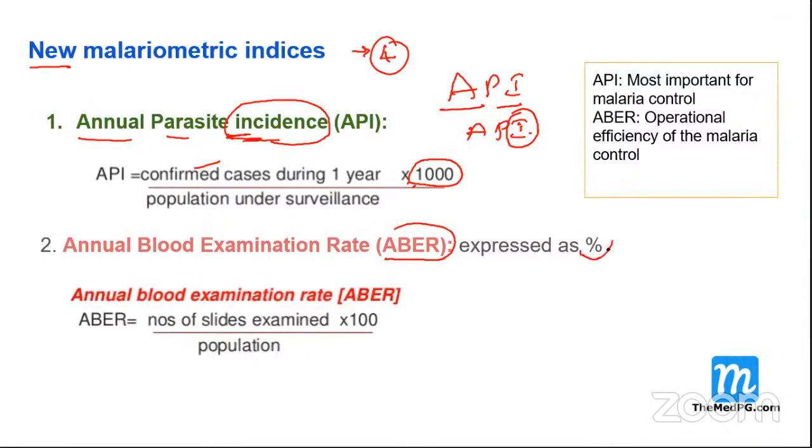ABER is always expressed as a percentage. The formula is the number of slides examined divided by the population taken into consideration, and the multiplier is 100, so it is always expressed as a percentage. What is the significance of these two? API signifies malaria control, that is, how effectively the malaria control program is happening. ABER is important for operational efficiency, to check how well the malaria control programs are working.